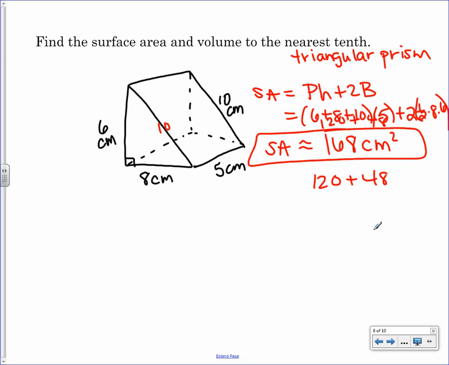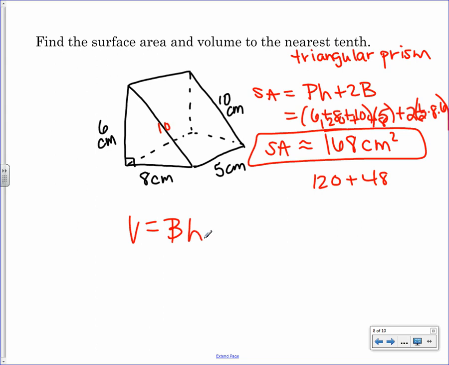Anybody still not getting it right? Okay. If you punch it in exactly how I wrote it down, you'll get it right. Oh, good. Okay. Volume. What is the formula for the volume of any prism?